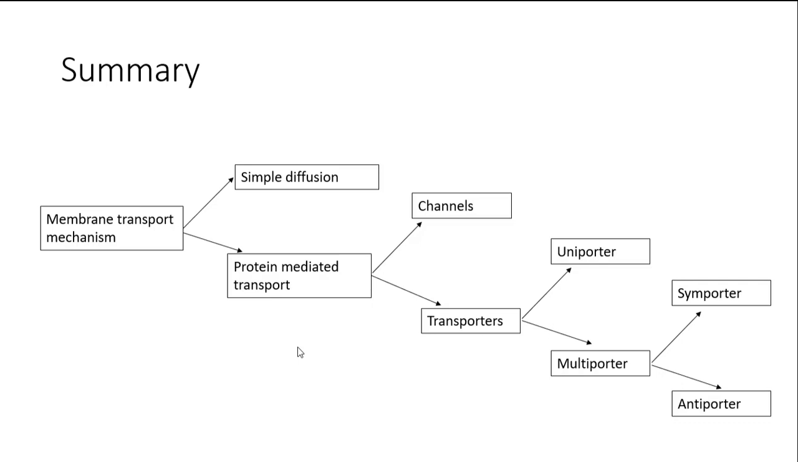Symporters are transporters capable of transporting two solutes in the same direction, and one example we gave is the sodium glucose symporter or cotransporter. Antiporters are able to transport two ions in opposite directions. One example is the sodium hydrogen antiporter or sodium hydrogen exchanger.